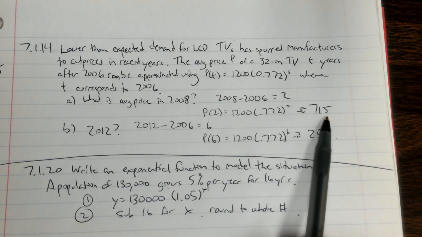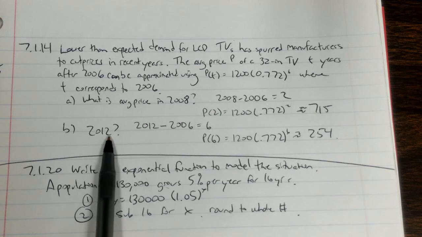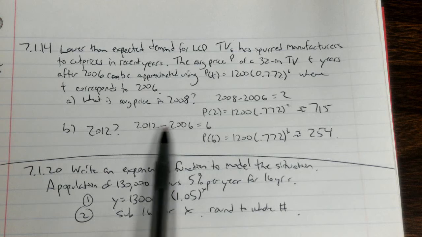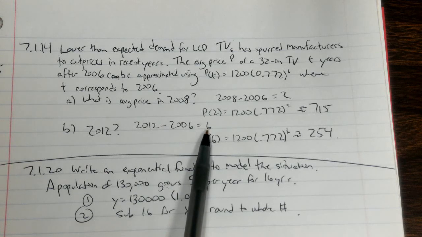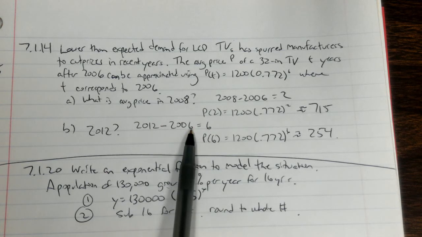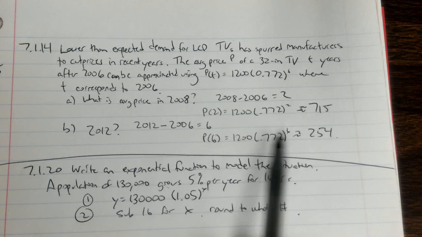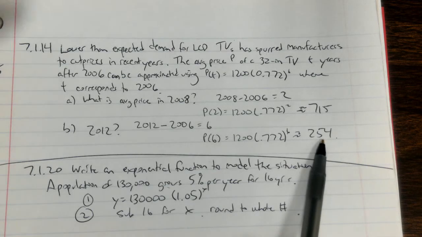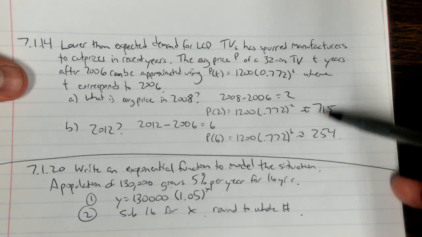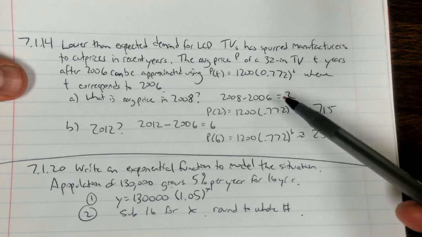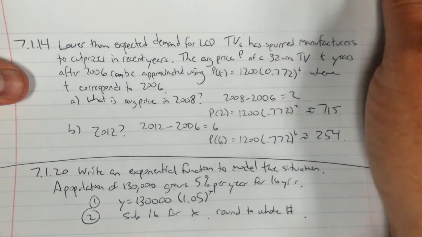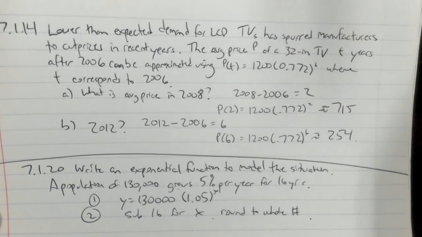And I think these wanted whole number answers. This was 715, and then for 2012 we use 6, because 12 minus 6 is 6, and then plug it in and we get $254. So that's quite a difference in price, with it dropping, obviously, but that's how you do it.